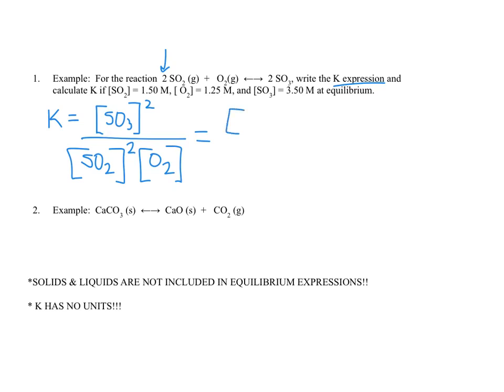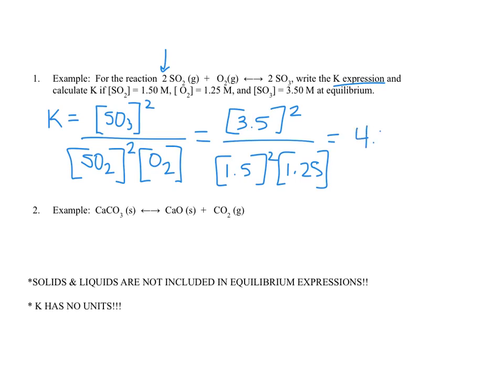So let's plug in our SO3 is 3.5. That gets squared. SO2 is 1.5. That gets squared. And then O2 is 1.25. So I can go ahead and calculate K. When you plug that in, you should get 4.36.